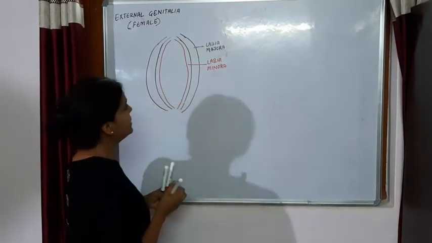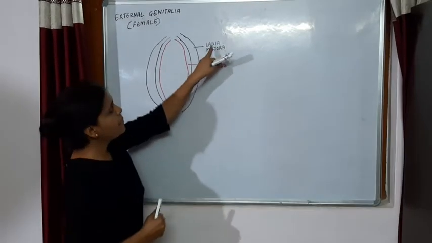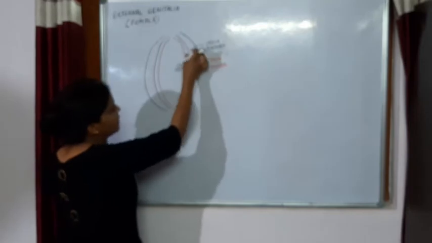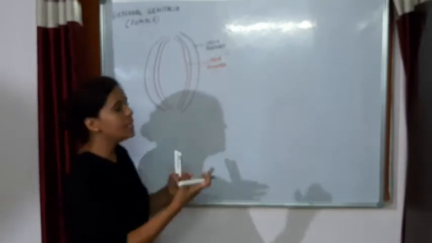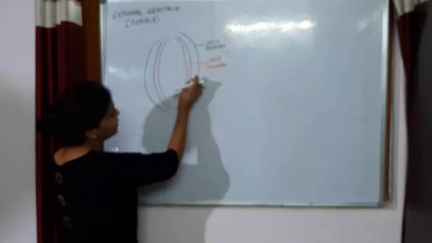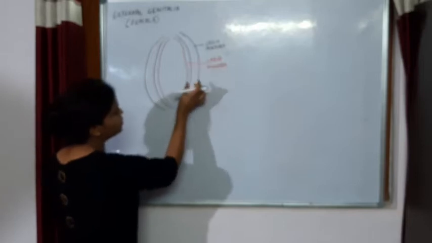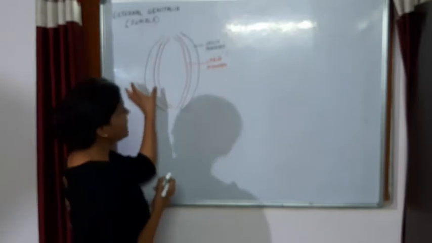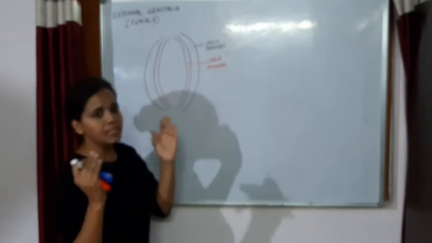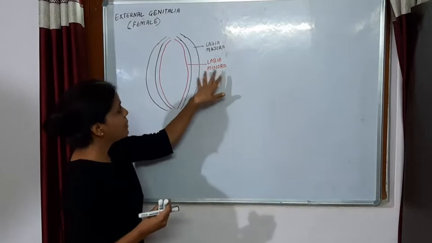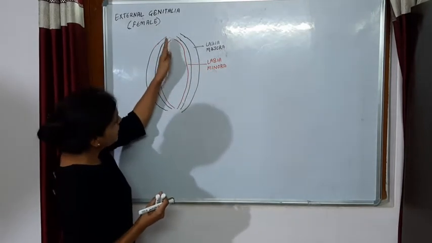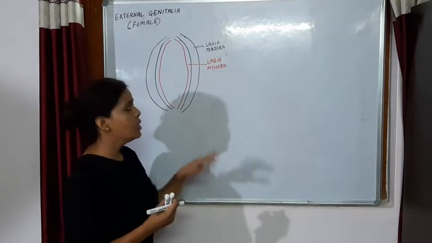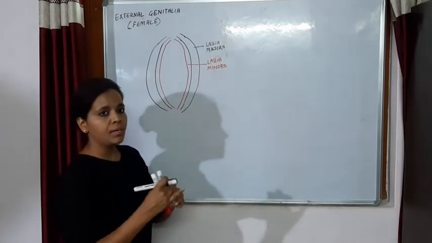Now again a little bit of description. Labia means lips type. Majora means it is quite broader. If we compare the labia minora and majora, this labia majora is more in diameter and larger in size as compared to labia minora. It is thinner and smaller in size as compared to labia majora. So these are the skin folds, right?